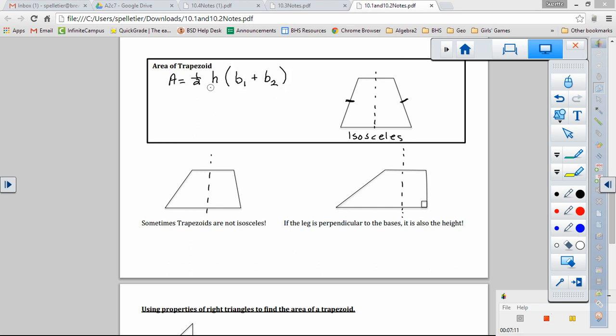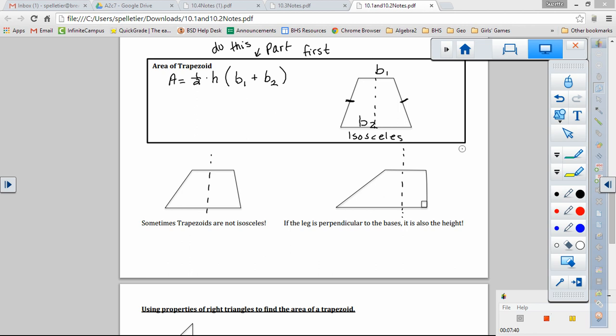So it's going to be really important that you add these together first. You got to do this part first. Really important that you do the base 1 plus base 2 part first, then multiply times height, then do 1/2. So here's your base 1. That's base 1. And this one is base 2.